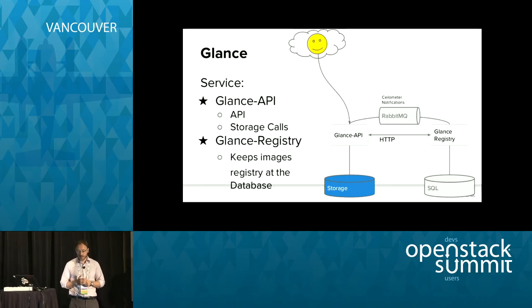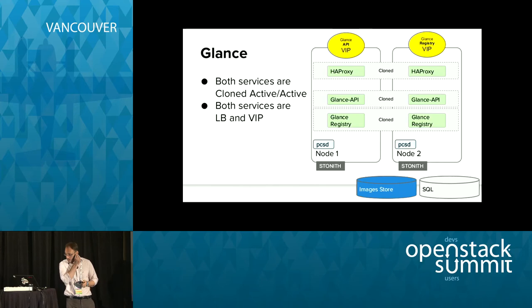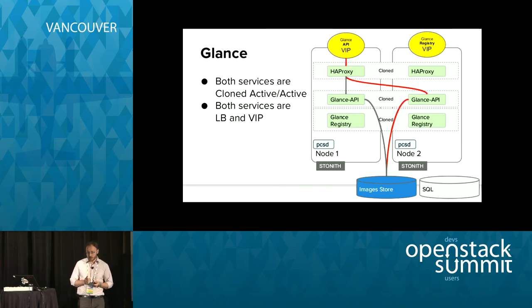Glance is also a rather simple service. It has two Linux services. One is Glance API, which takes care of all the API calls, and it also accesses the storage. And we also have Glance Registry, which communicates with Glance API over HTTP calls. Glance Registry takes care of registering all the interactions with Glance to the database. So again, as we did with Keystone, but this time for both services, we have two virtual IP addresses. One is for Glance API, the other is for Glance Registry. And both of them are obviously load balanced across the nodes. So again, as the flow, we have one node running the load balancing for the API calls and the other running the load balancing for the registry calls.